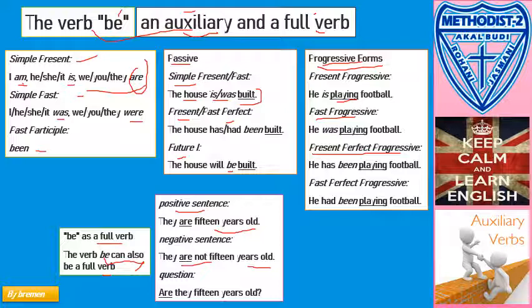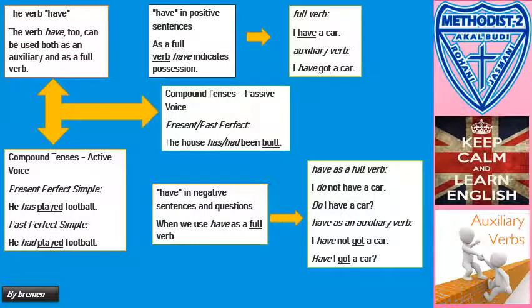Because "be" is a full verb. It is not only "be" that we discuss. What about "have"? "Have" can also be an auxiliary and a full verb. You need to know it as a full verb to show or to indicate possession.